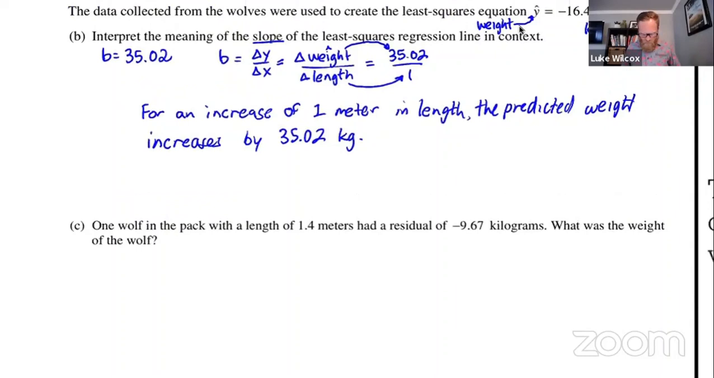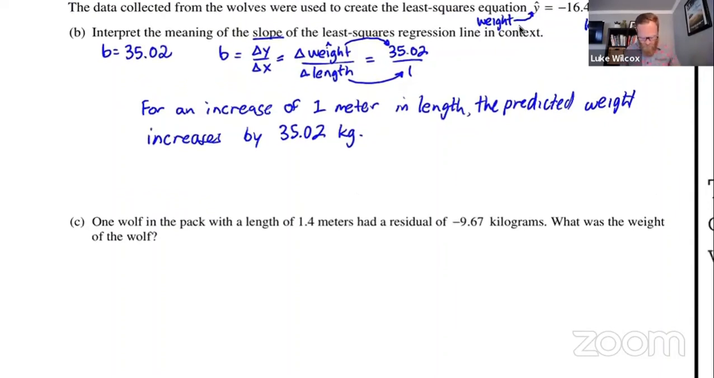It says one wolf in the pack with a length of 1.4 meters had a residual of negative 9.67 kilograms. What was the weight of the wolf? Okay, so this time we're given the residual. We don't have to calculate it, we're given. And I think what we're asking for when it says what is the weight of the wolf is the actual weight of the wolf. And so I have to understand how that residual value is calculated. And so just a reminder here that if you're trying to find a residual, it is the actual y value minus the predicted y value, right?